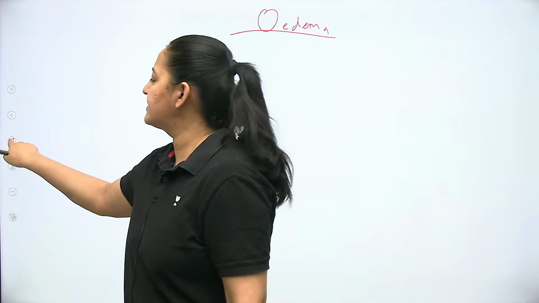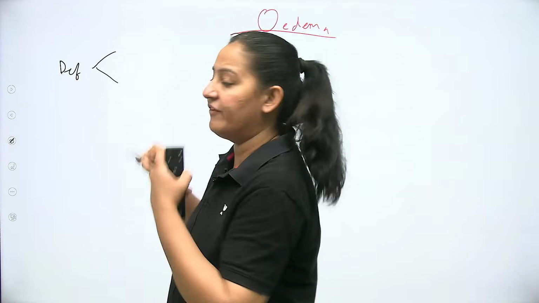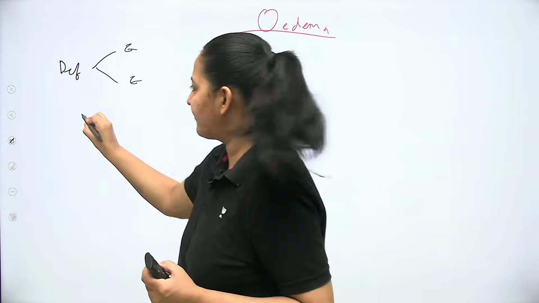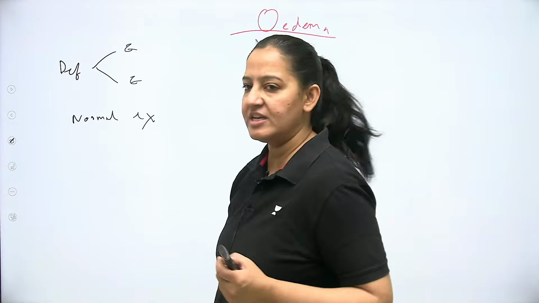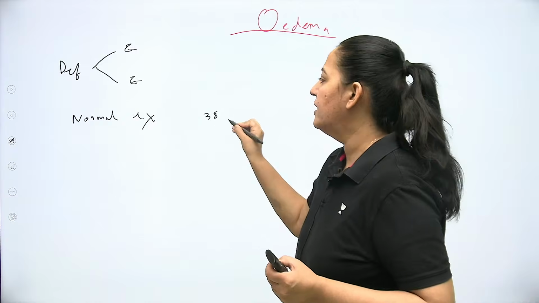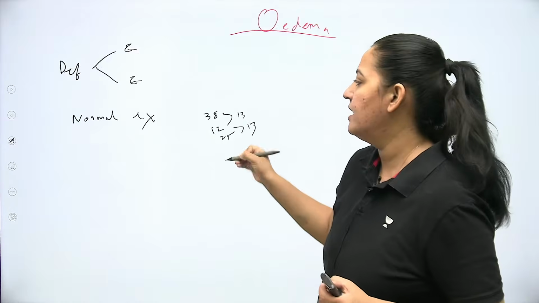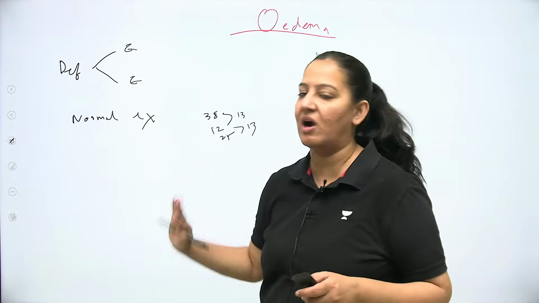If it is coming in my exam, what I write first is the definition, not only of edema, of effusion also. I will write the definition of edema and the definition of effusion. After that, I will write normal exchange, that is Starling's law. I will draw the diagram and state the values of hydrostatic pressure, that is 38, that is 12, and that is 25. The difference is 13. But one is outward, one is inward at arterial and venous ends, and I have already explained Starling's law.